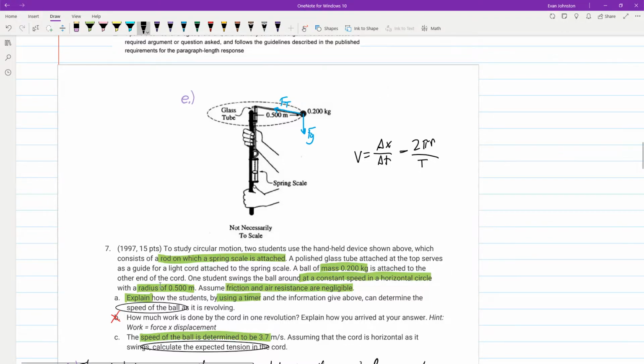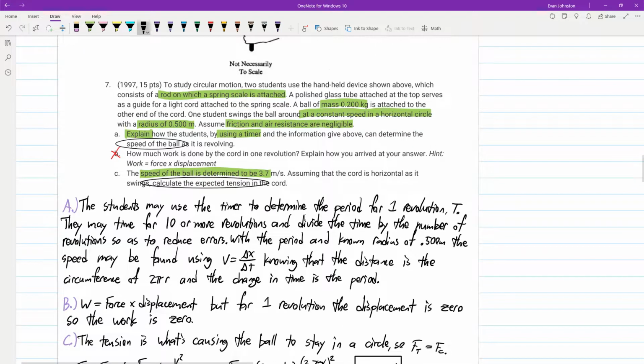So really for part A, the students can use the timer to find the period for 1 revolution. They may time for 10 or more revolutions and divide, because that would reduce our errors. But otherwise, with the period and the known radius, students would use this equation here. And then they just have to keep in mind that distance really is 2 pi r. And the change in time is the period here. And so that really is it.